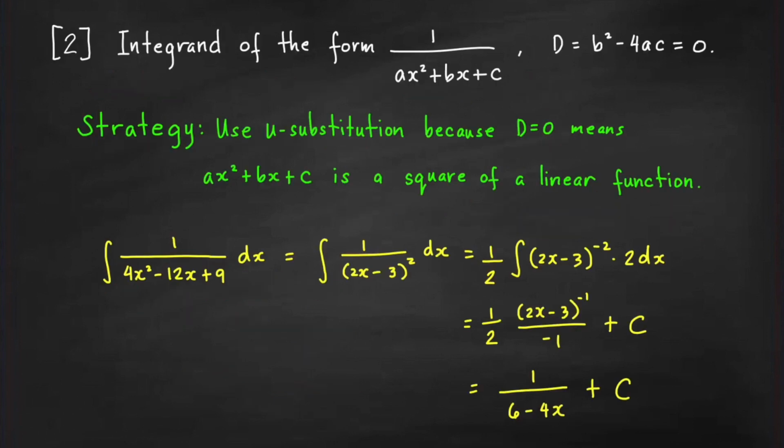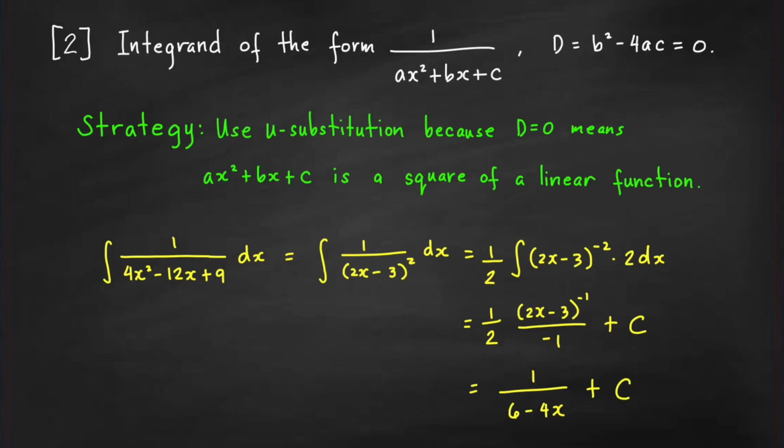Next, let us consider integrals with integrand of the form 1 over ax squared plus bx plus c. Here a is not equal to 0, and the capital D is the discriminant of this quadratic expression, which is b squared minus 4ac. For this case, the discriminant is equal to 0. It means that the quadratic equation ax squared plus bx plus c equals 0 has a single real root. In this case, the strategy is to just use u substitution, because if the discriminant is equal to 0, this quadratic expression is a square of a linear function.